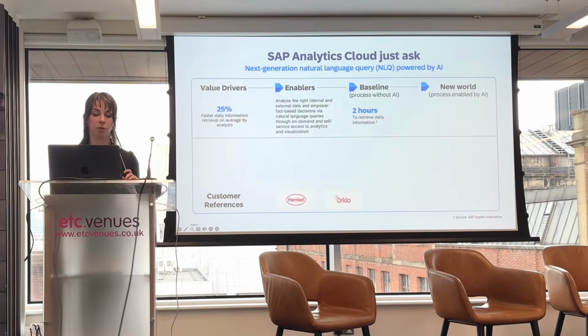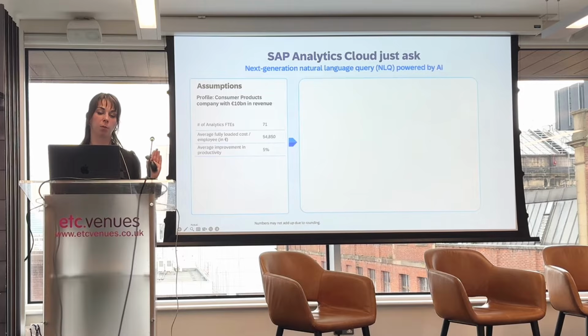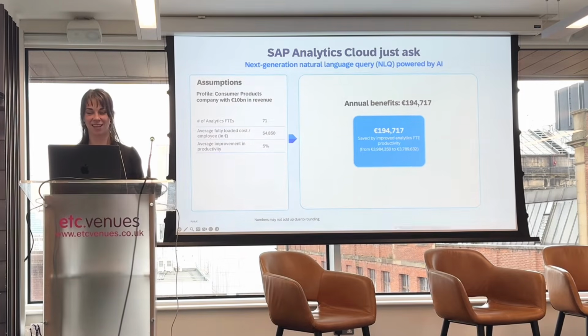If we just take the first one, at the moment without AI, this roughly takes around 2 hours. With AI, we estimate it goes down by 1/4, so 1.5 hours. And if we now take a consumer company with around 10 billion in revenue, and they have 71 employees doing these different reports and using SAP Analytics Cloud, this can add up to almost 2,000 of saving. And again, if you're using SAP Analytics Cloud, activate it, maybe make use of it, enable your users for it.